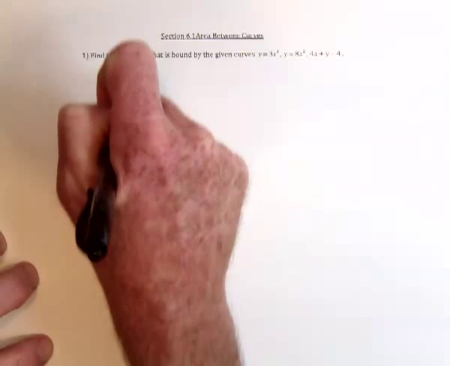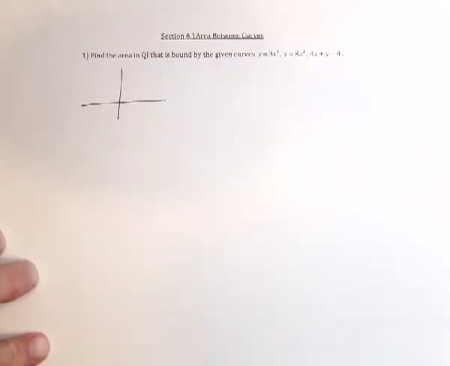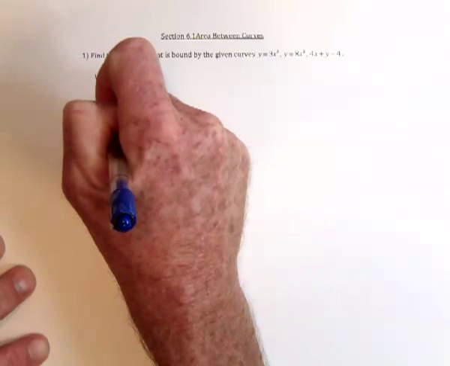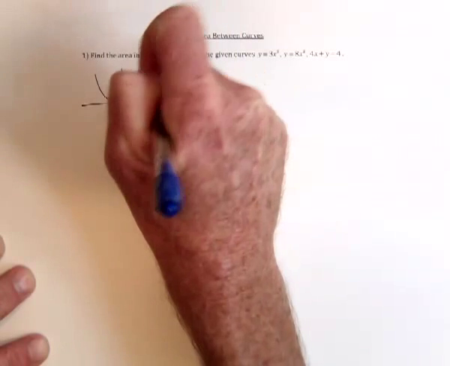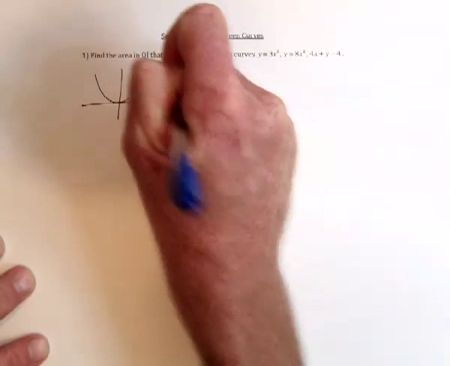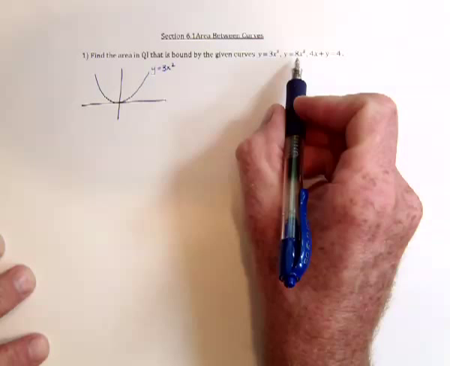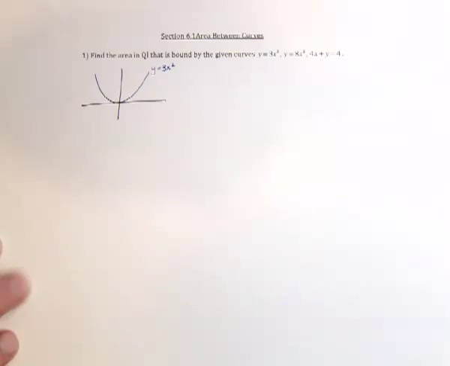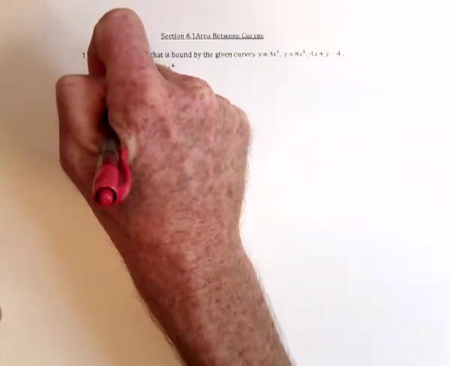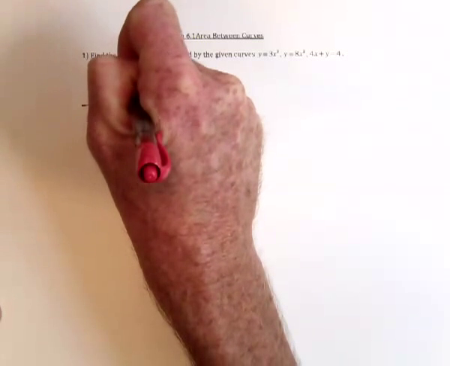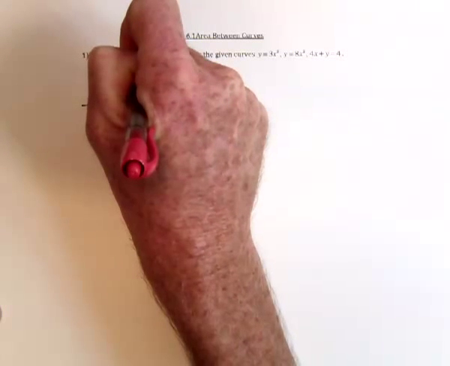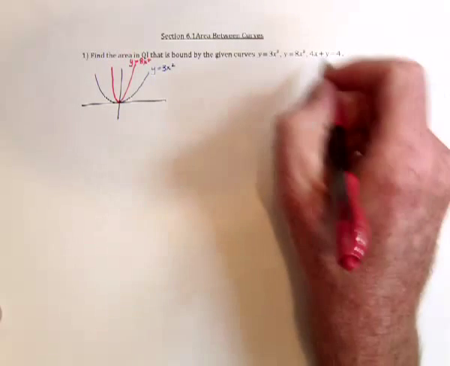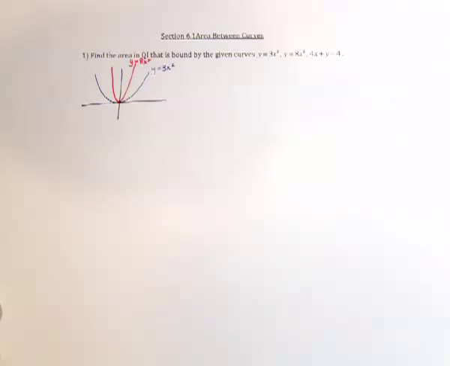So now we're going to be using integrals for different things. For example, in here, finding the area between curves. So this is a parabola. This is a taller parabola. And then this one is a line.